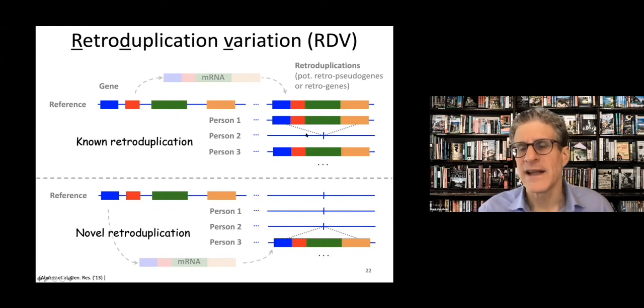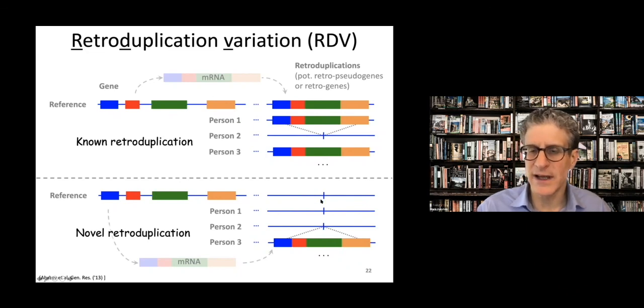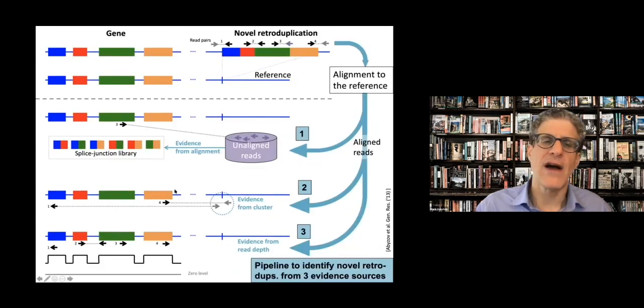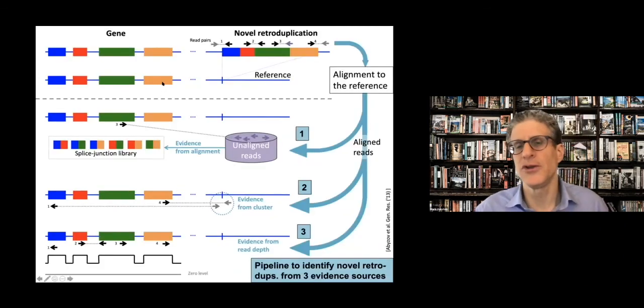And that's if the retroduplication is known in, say, the reference genome. But imagine it's not in the reference genome at all. The person we're sequencing has a novel retroduplication. Then the situation looks like this, and this would be a sort of insertion situation. So now what I want to show you is how people do the split read mapping.